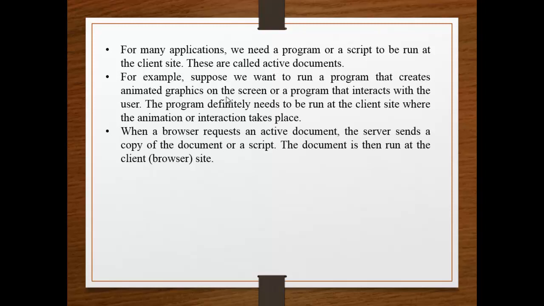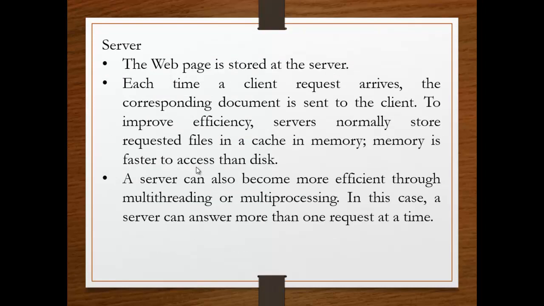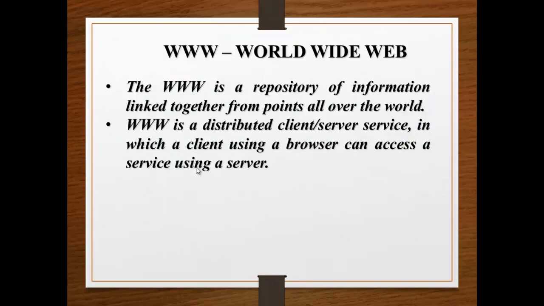So when a browser requests an active document, the server sends a copy of the document or the script. The document is then run at the client side, in the browser. These are the different types of documents used by the World Wide Web: static documents, dynamic documents, and active documents. So these are all the things we have under WWW.